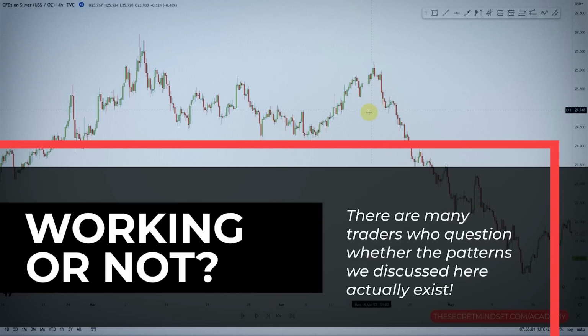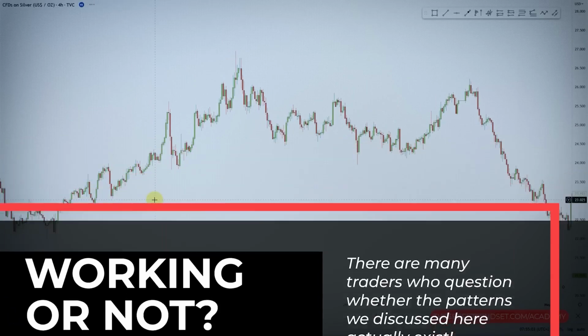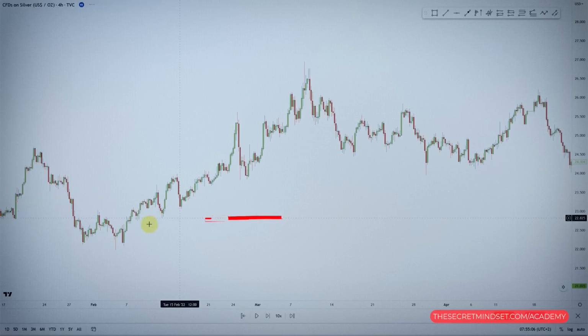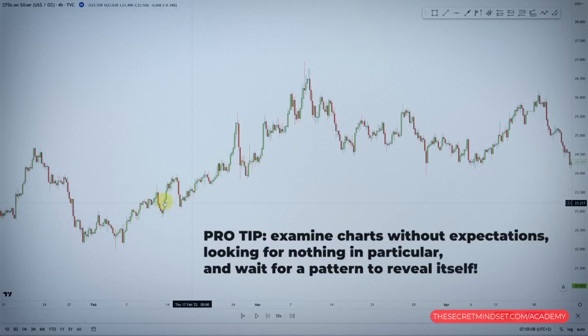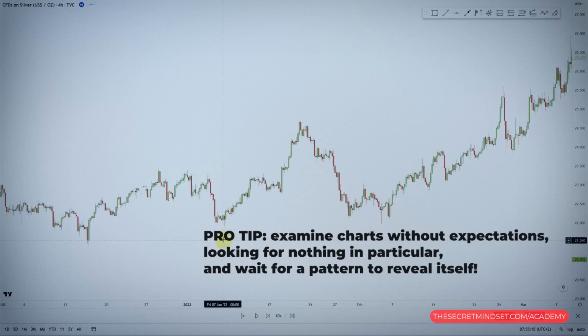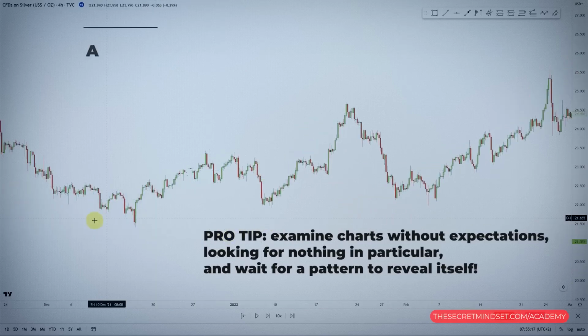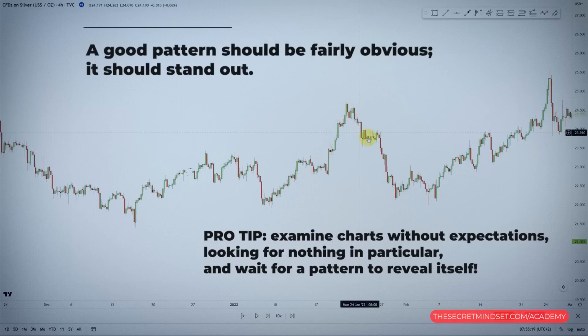Because we tend to see what we want to see, it might be a good idea to avoid searching for specific patterns. Instead, examine charts without expectations, looking for nothing in particular, and wait for a pattern to reveal itself. A good pattern should be fairly obvious.